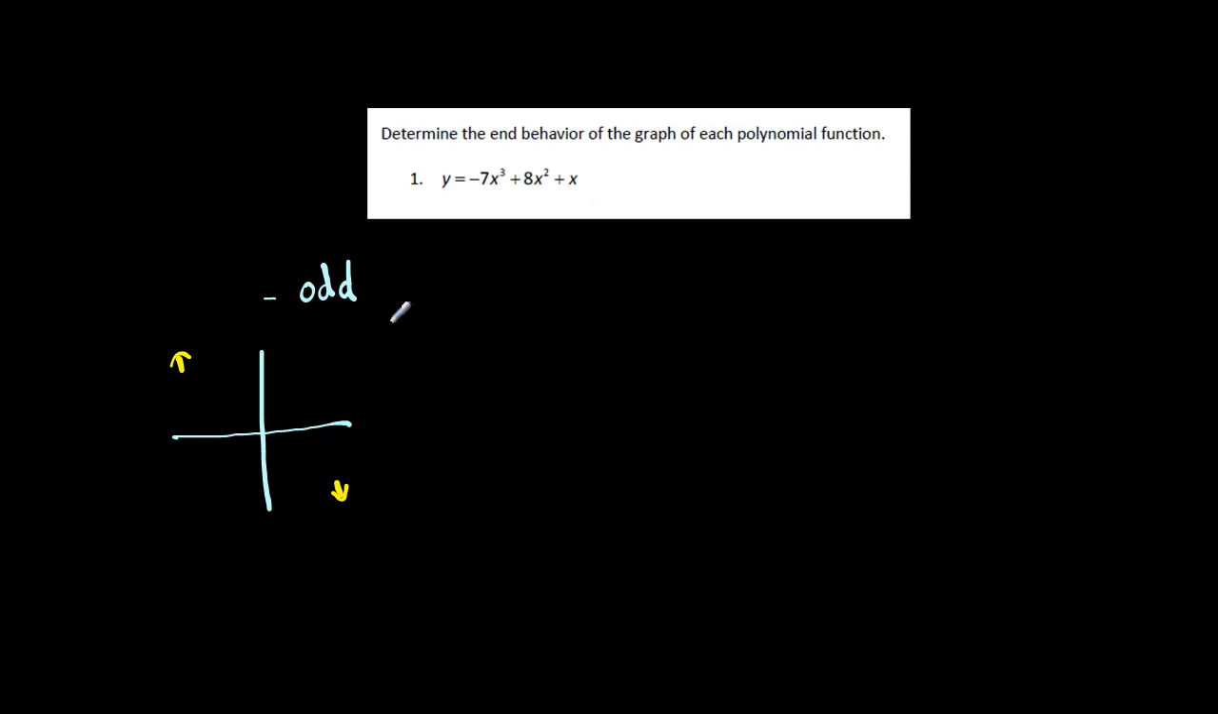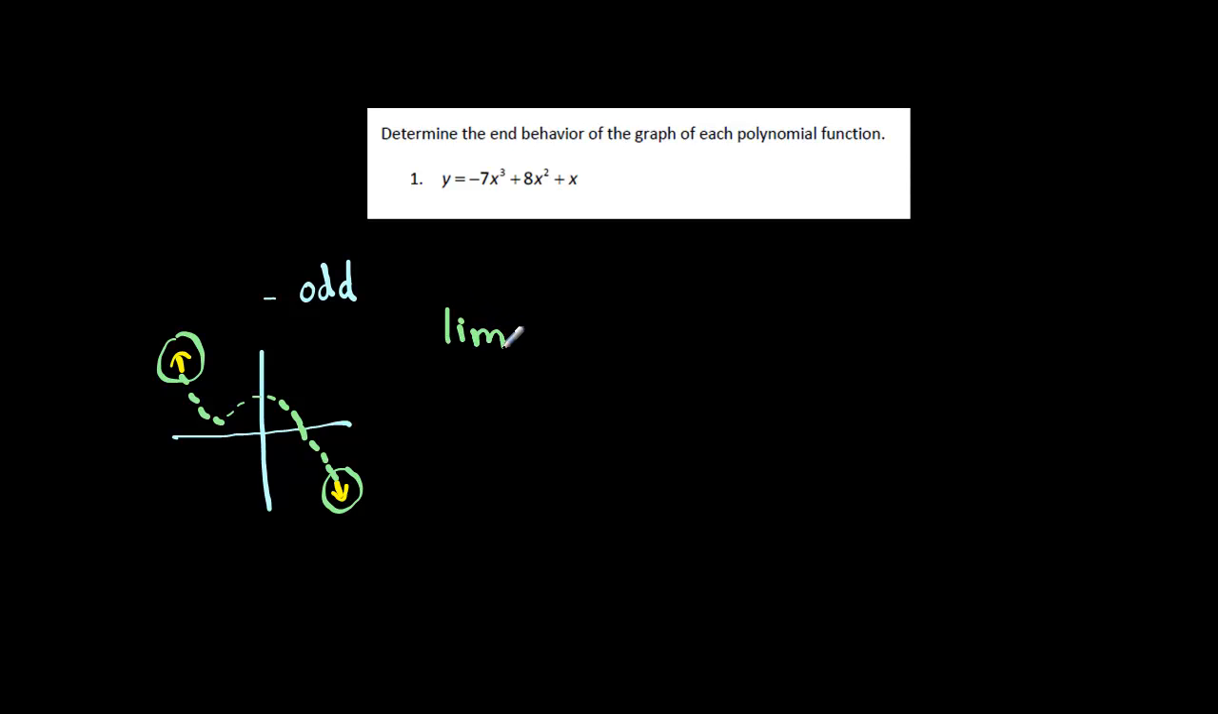It doesn't make a difference what happens in between. I know I keep saying that, but it's important. It doesn't matter what happens in between here. The idea is that it goes downhill, meaning it goes from up to down. So because it's an odd function, it has split ends.